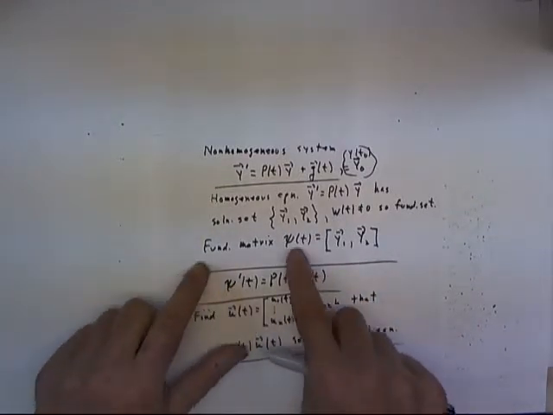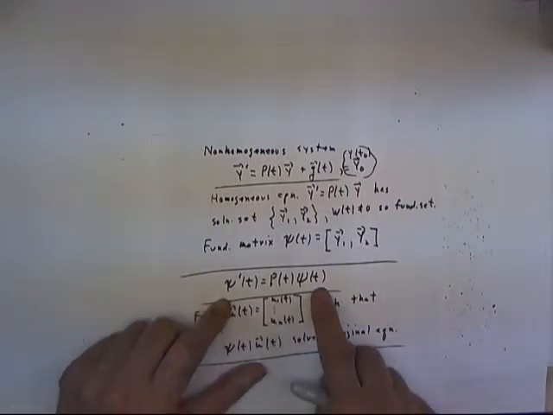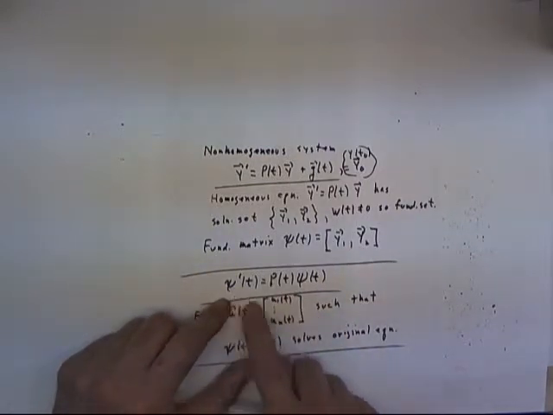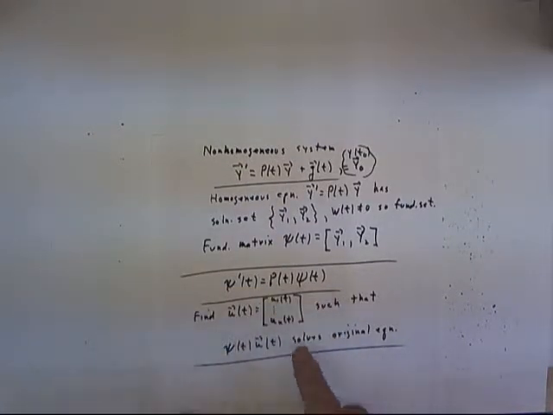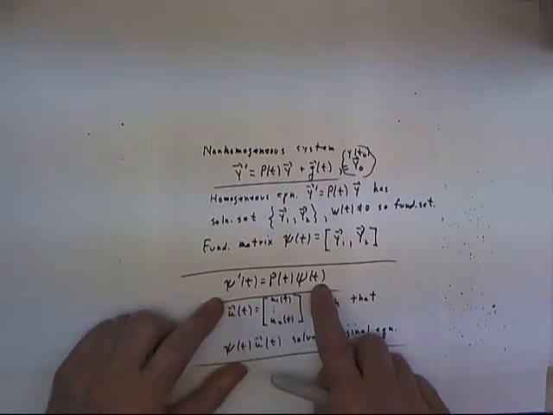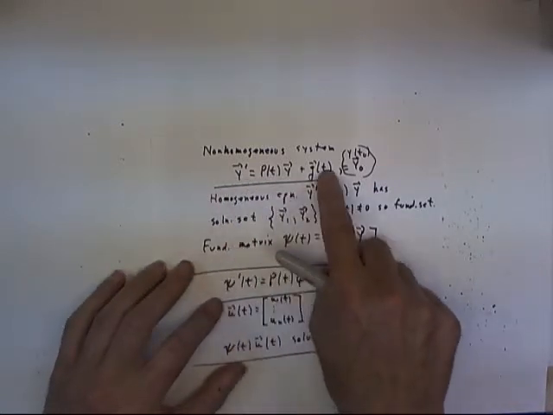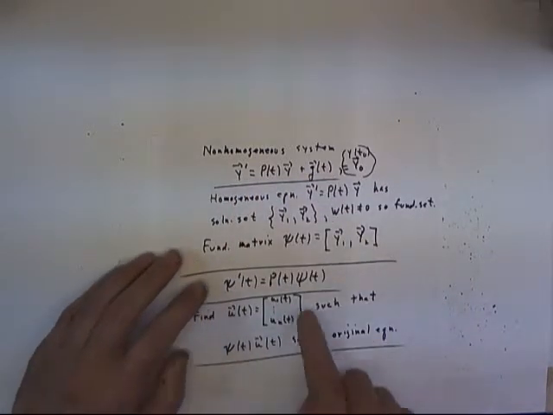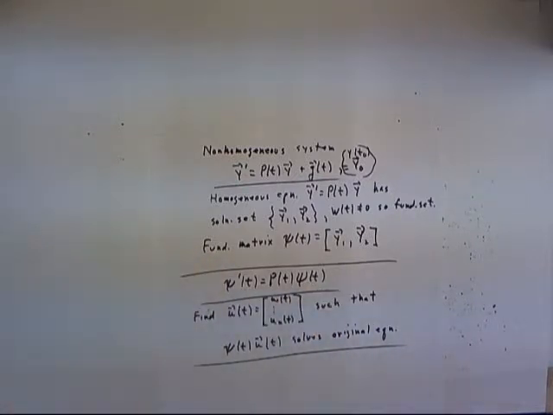Now, this fundamental matrix is itself a solution to the equation. Psi prime of t is equal to your P of t matrix times psi of t. And what we're going to try to do is find a matrix, much like this fundamental matrix, that solves this equation. And it's going to turn out that that's actually fairly easy to do.